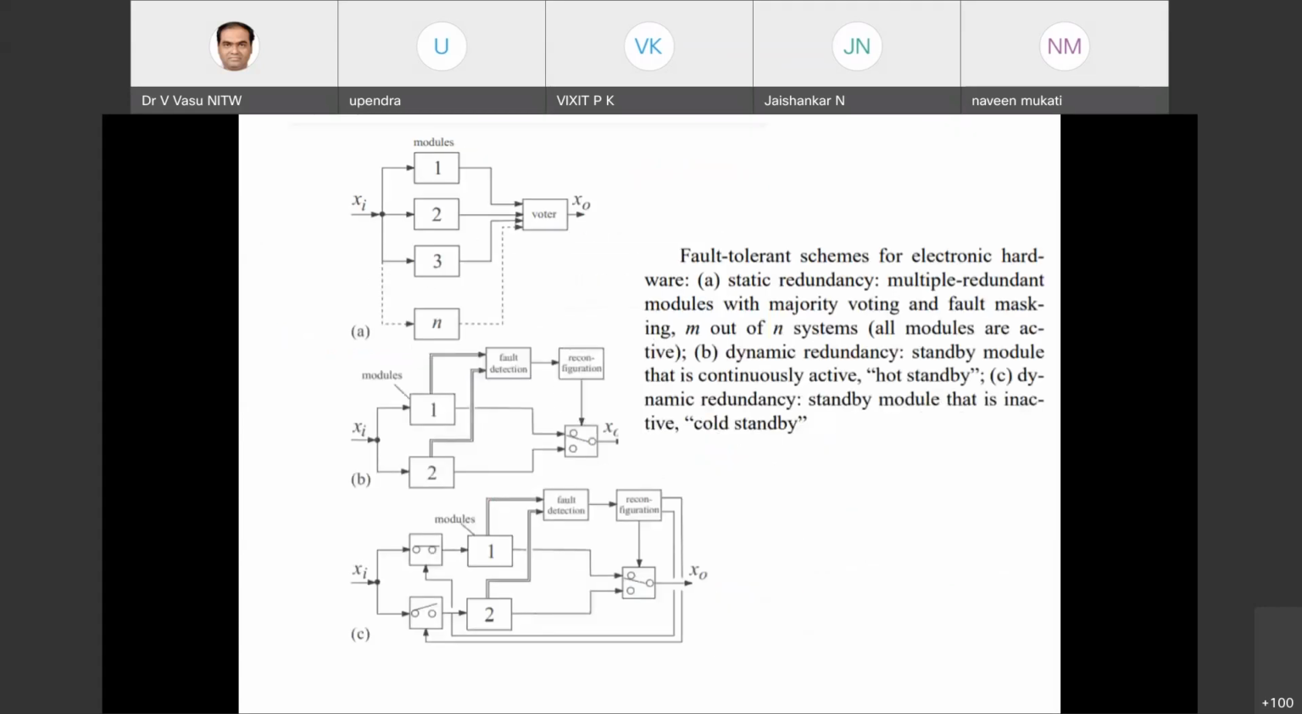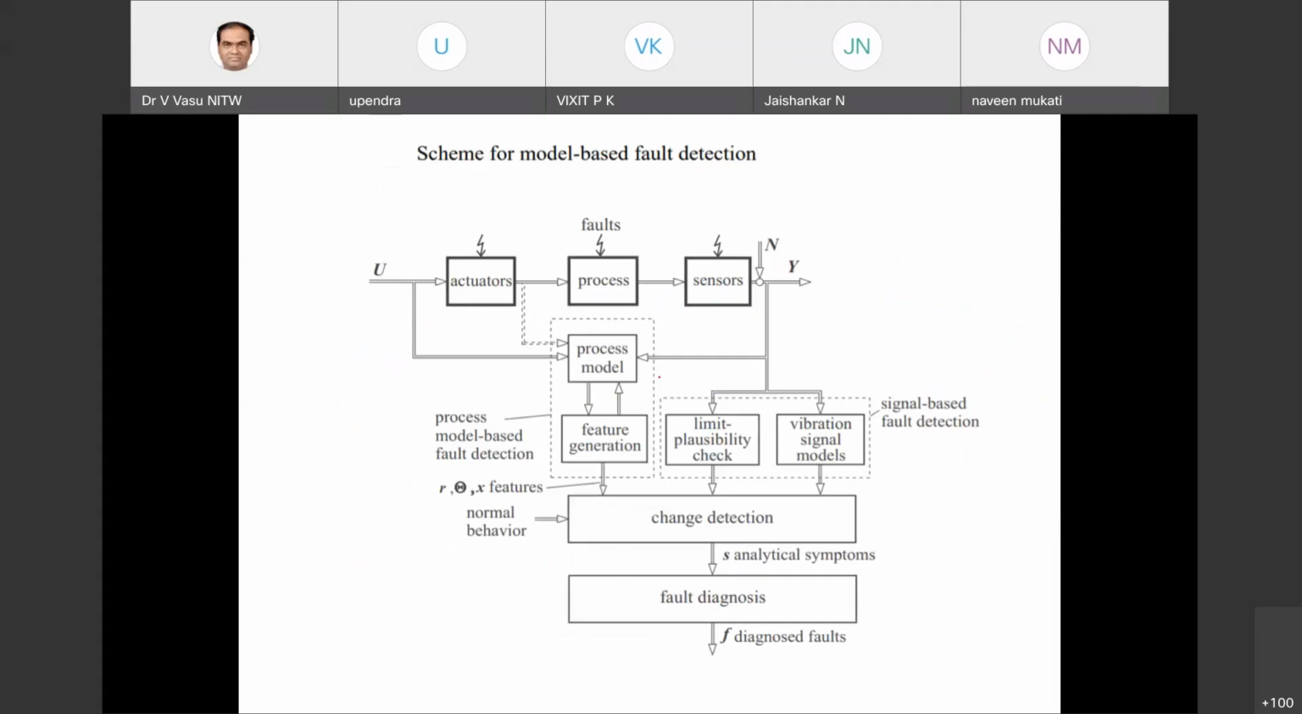Okay, so another important scenario in mechatronics is fault detection. Fault detection is another important thing we will see in the mechatronic system. How can we do it? First we have to build the process model, and from this we do feature generation, and from this we can detect the change in that particular feature, and the fault diagnosis is done.